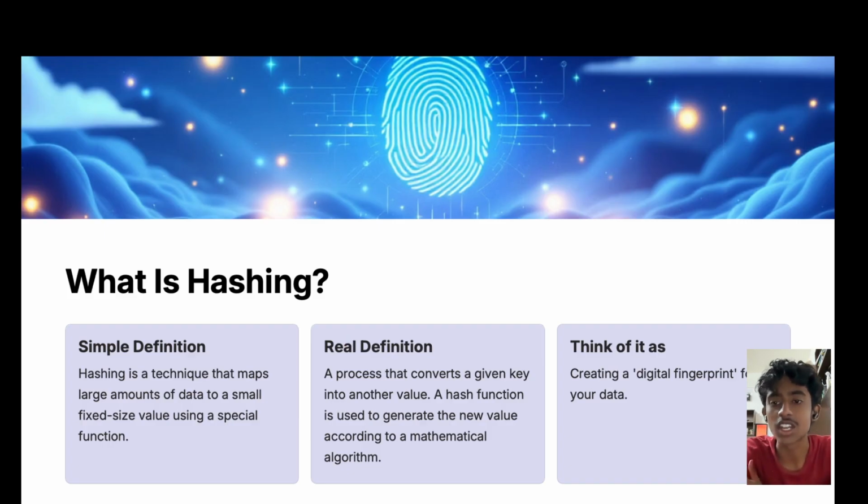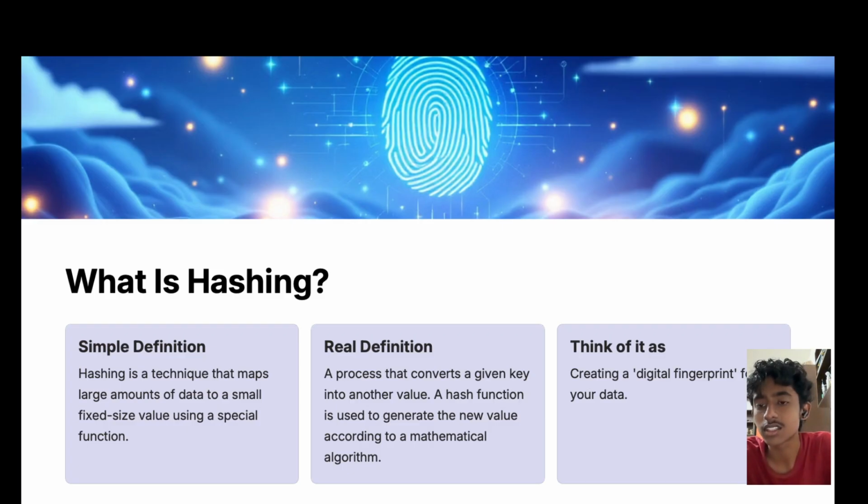So, what exactly is hashing? A simple definition is that hashing is a technique that maps large amounts of data to a small fixed size value using a special function. The technical definition is that it's a process that converts a given key into another value. A hash function is used to generate this new value according to a mathematical algorithm. Think of it as creating a digital fingerprint for your data.